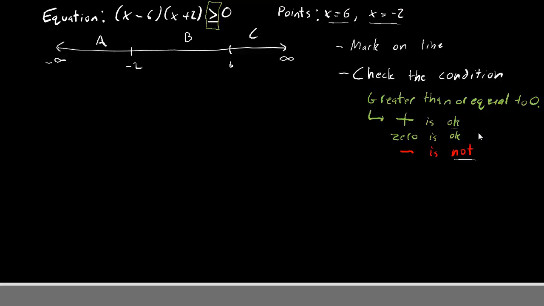Okay. Now the one thing we do know is that when it's 0, it is part of the answer. So that means both of our points of interest are part of the answer. So that means, instead of using an open dot like last time, we're going to put in a closed dot on both points of interest.